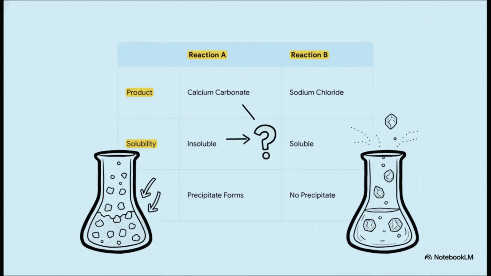So let's just lay it all out side by side. In reaction A, we made calcium carbonate. That stuff is insoluble, so we get a precipitate. Bam! In reaction B, we made sodium chloride. That's super soluble, so no precipitate. The whole result, clear versus cloudy, just depends on this one property of whatever new stuff gets made.